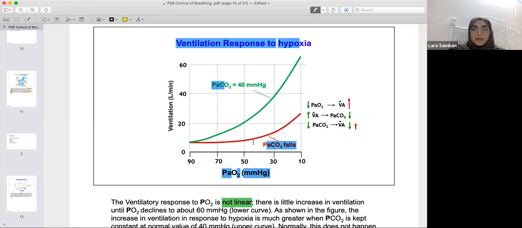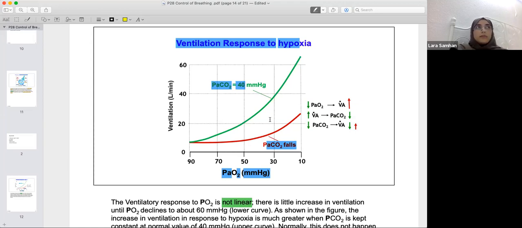This is the first curve, the red one, and the second curve, the green one, is the partial pressure of carbon dioxide. Here, the green one shows that the partial pressure of CO2 is 40 millimeters mercury. Perfect. Now we understand the graph: the y-axis, the x-axis, and the curves, which basically represent carbon dioxide. Now it's clear.